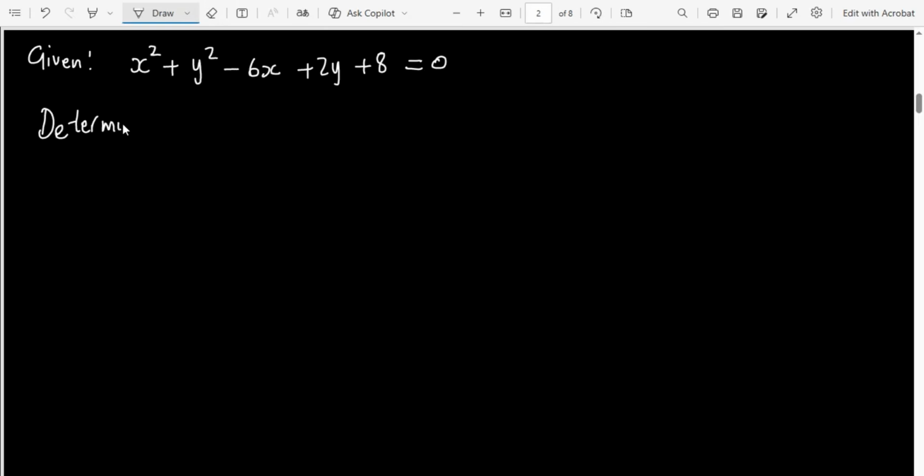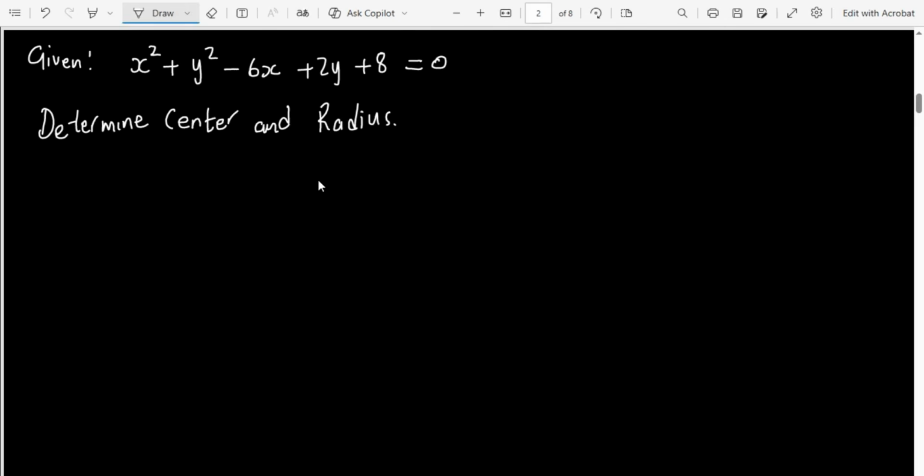So now, on this one, let's say that you are given x squared plus y squared minus 6x plus 2y plus 8. Let's say this is equal to 0, and we need to determine the center and radius of the circle.